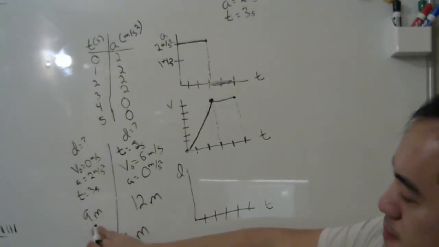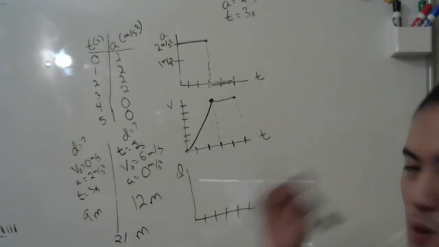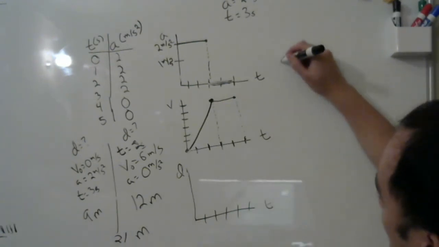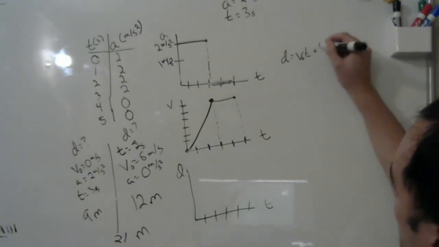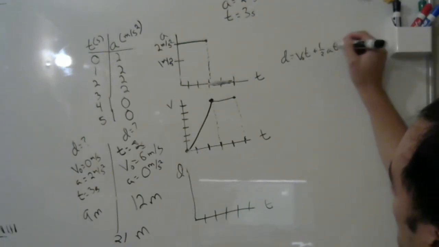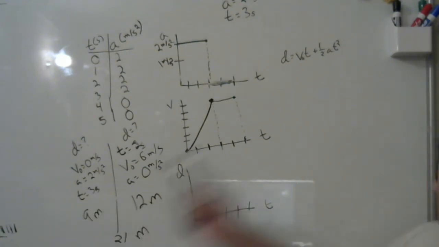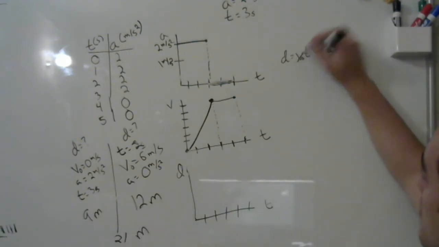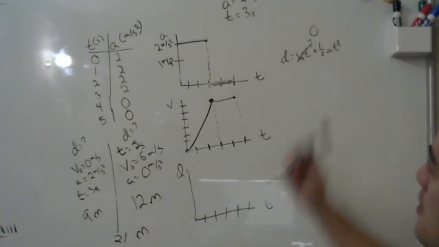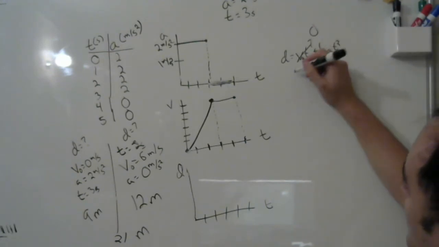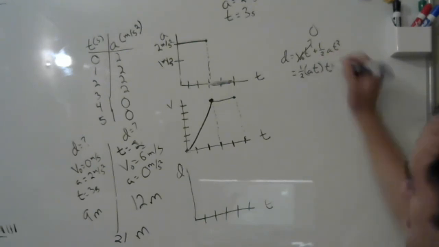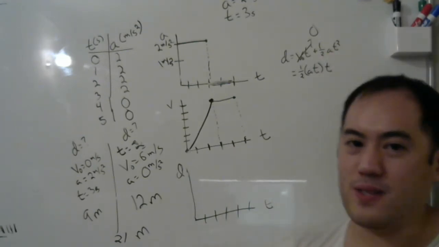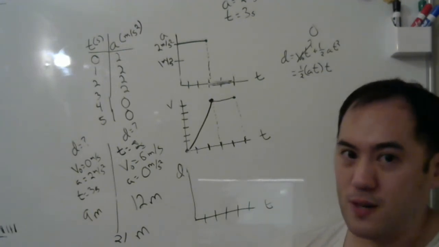To find the displacement, I used physics powers, but what you actually would do is d equals v naught t plus 1/2 a t squared. Well, v naught is 0, so this whole term is 0. 1/2 a t squared, for no reason, I'm going to write it as 1/2 at times t. Okay, why did I do that? I was lying, it wasn't no reason.